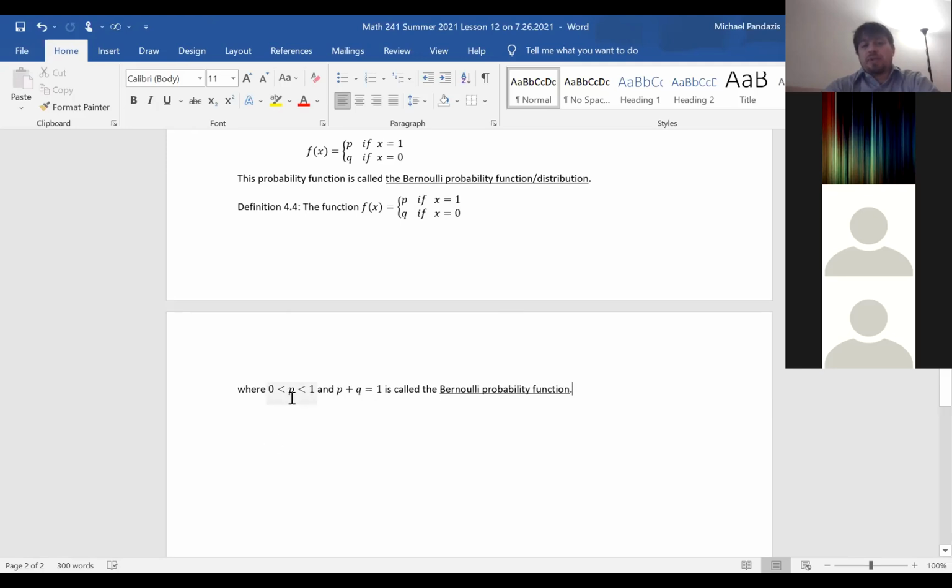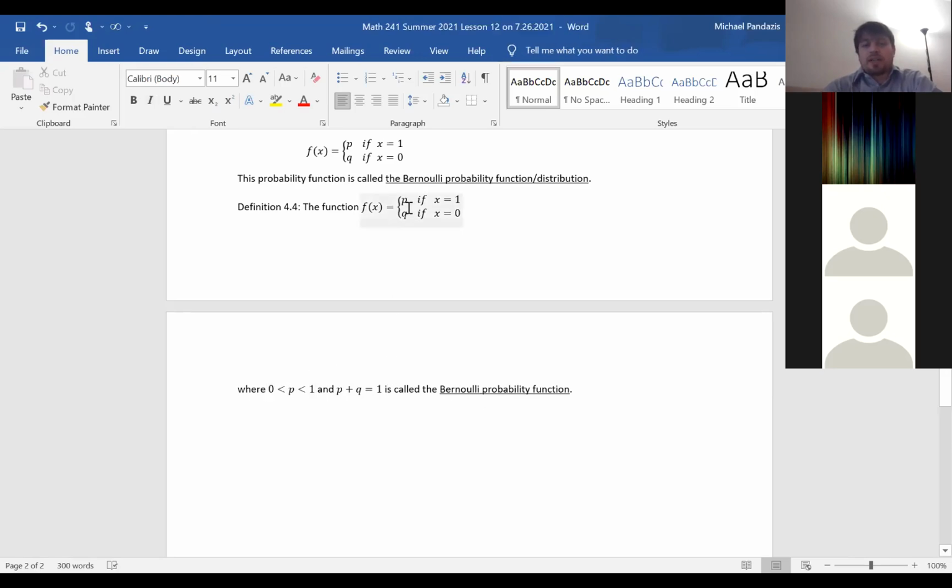So if P was 0 or if P was 1, that would imply that Q would be the opposite, 1 or 0, right? So that would really mean that one of these values couldn't happen. And so you'd only have one possible value and it would always happen. That would be a constant function, right? And so you don't want little p to be able to be 0 or 1, so you want it strictly between 0 and 1.